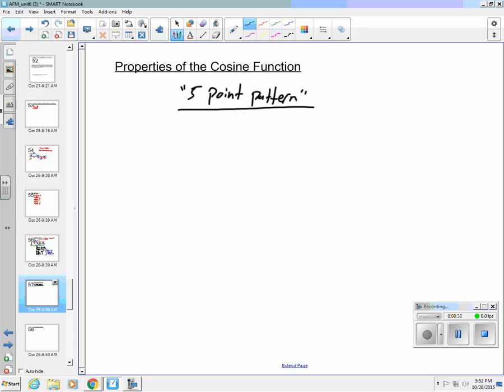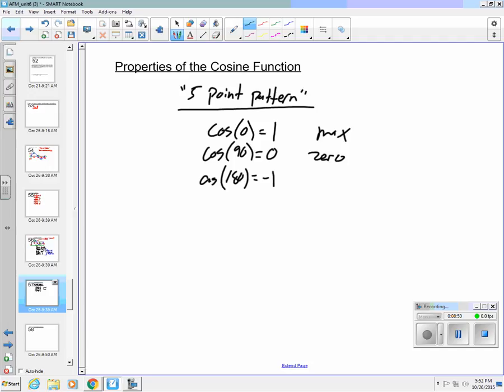So we start looking at cosine 0. This is 1. This is the maximum for the function. So cosine starts at the max, moves to the next quadrantal angle, 90. Cosine 90 is 0, so we go from max down to 0. Next, cosine 180, which is -1. That's the minimum for the function.